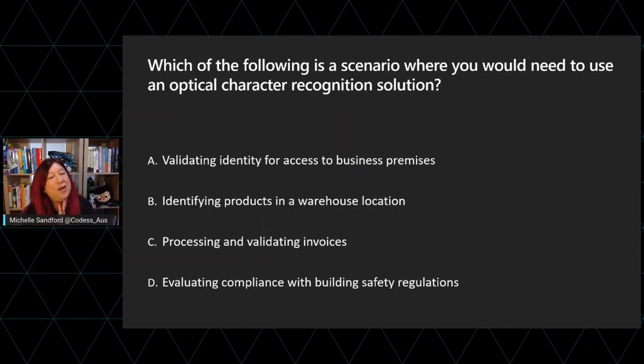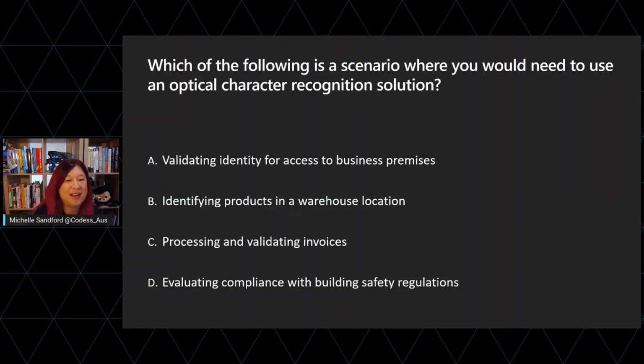The second one, identifying products in a warehouse location. Well, if you were having a camera read the labels of all the products and identify them as a result of that, then that would be OCR. But I think that generally what it's saying is it's doing object recognition, and it's recognizing the objects based on the containers they are in, the boxes they are in, that kind of stuff. So therefore that is object detection, not OCR.